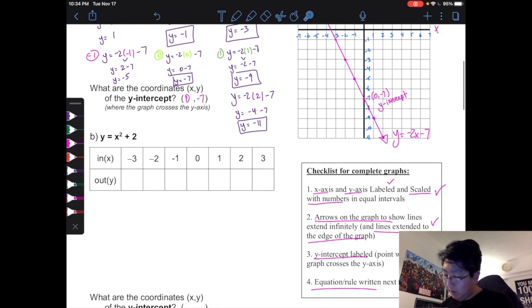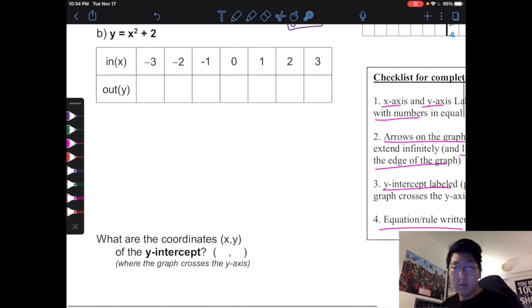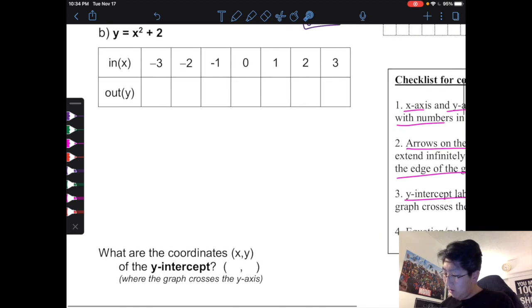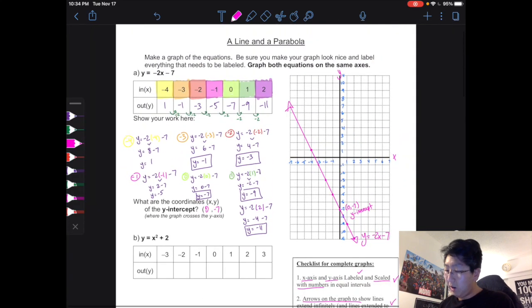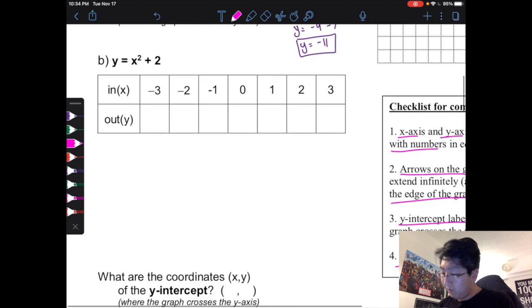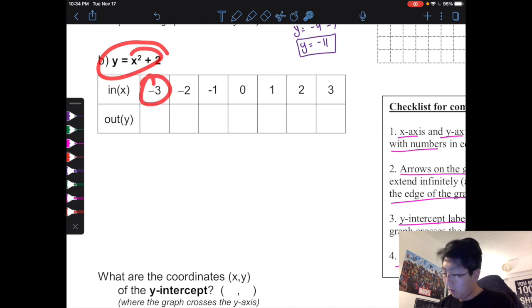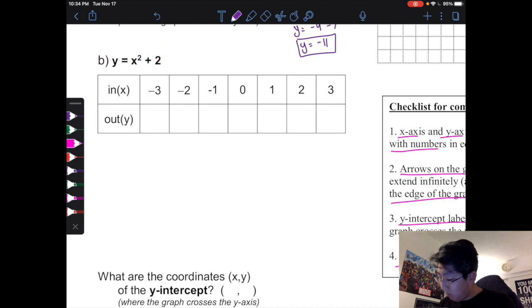Let's go ahead and take a look at the second graph. So B. This one's a little bit trickier. It's called a parabola. Okay, so our first graph was a line. The second one's going to be called a parabola. What I need to do is use my rule, y equals x squared plus 2. So I'm going to take my x value and plug it in.